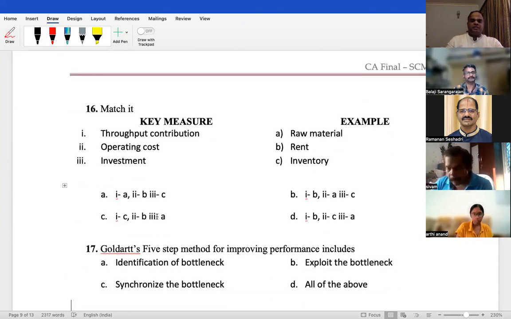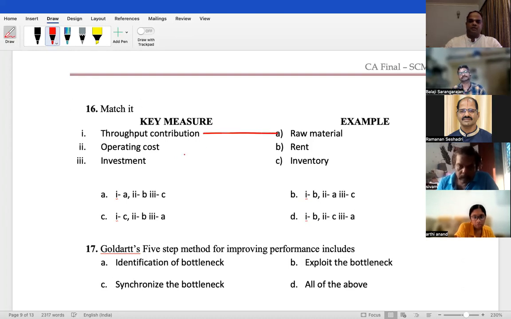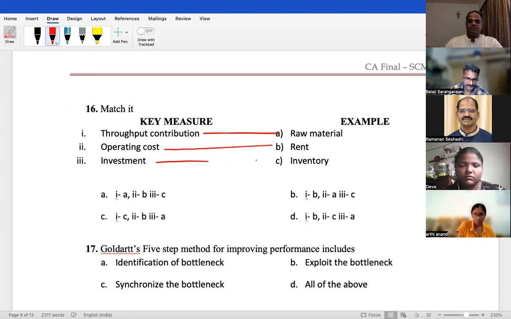Match it. Key measures and example. Throughput contribution, operating cost and investment; raw material, rent and inventory. Raw material is throughput contribution. Operating cost, rent. Investment, inventory. 1A, 2B, 3C. Option A.